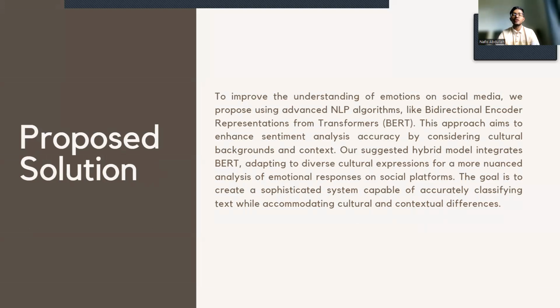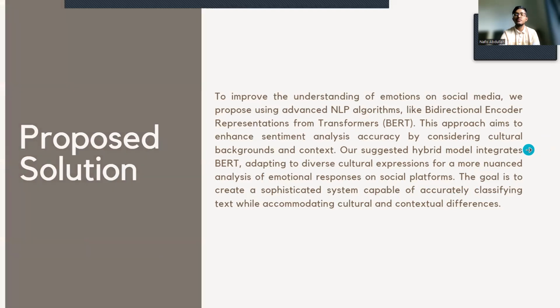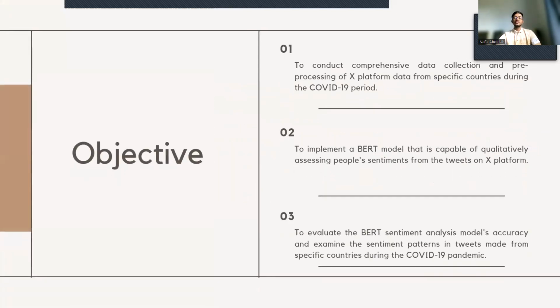To improve the understanding of emotions on social media, we propose using advanced NLP algorithms like Bidirectional Encoder Representation from Transformers. This approach aims to enhance sentiment analysis accuracy by considering cultural backgrounds and context. Our suggested hybrid model integrates BART, adapting to diverse cultural expressions for a more nuanced analysis of emotional responses on social platforms. The goal is to create a sophisticated system that is capable of accurately classifying text while accommodating cultural and contextual differences. So let's see the objectives.